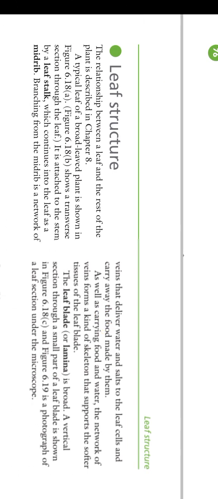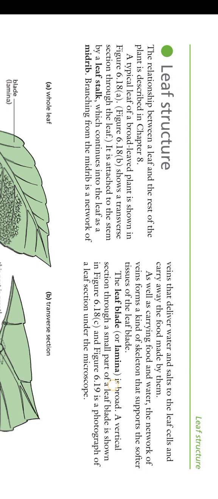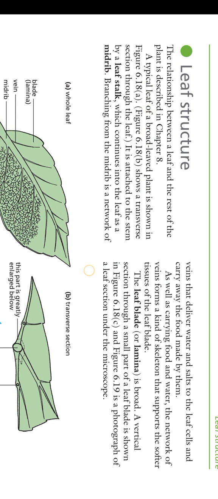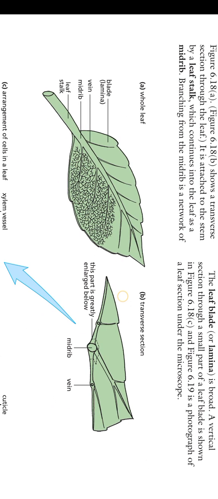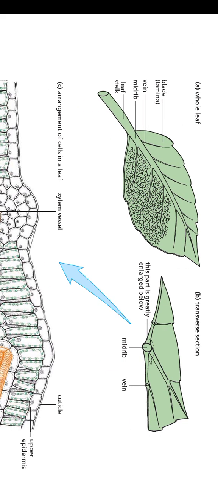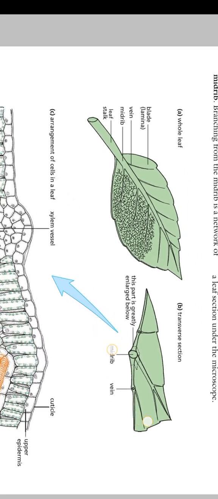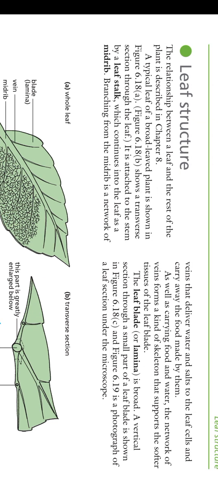So, hello students. Today we will discuss the leaf structure. Actually, the relationship between the leaf and the rest of the plant is described in chapter 8. A typical leaf of the broad-leaved plant is shown in the figure. So, this is the transverse section, and this is the arrangement of the cells.